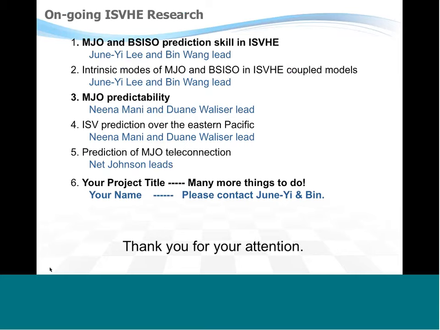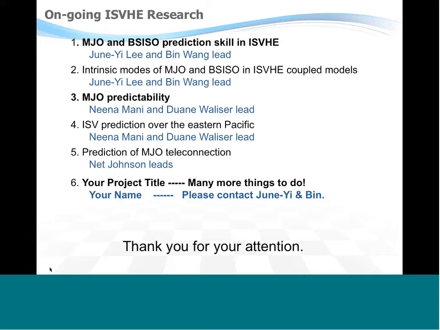And so I talked about one and illustrated these prediction skill estimates that Junyi is carrying out with Bin Wang, and you saw here the estimates of prediction skill for the MJO and BASISO modes. Another thing that they're working on is to look at just intrinsic modes of variability within the coupled system in this experiment. You saw a few results from the MJO predictability study that Nina is helping lead. She's also going to look at the prediction skill of ISV over the Eastern Pacific.